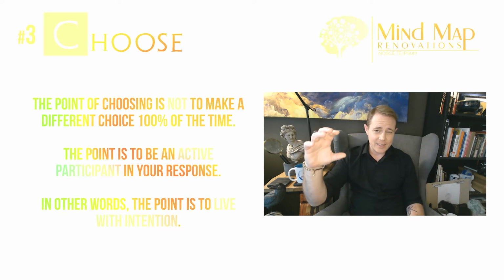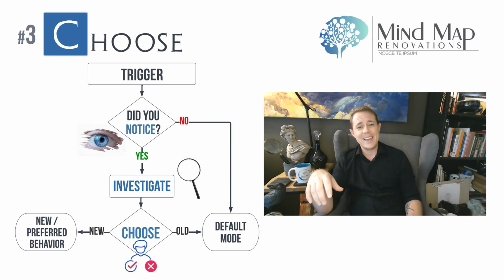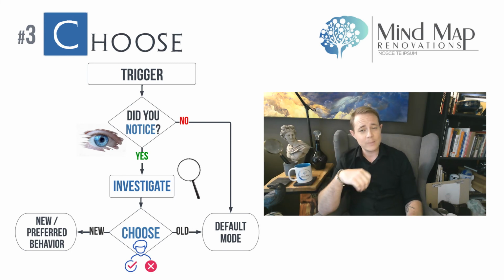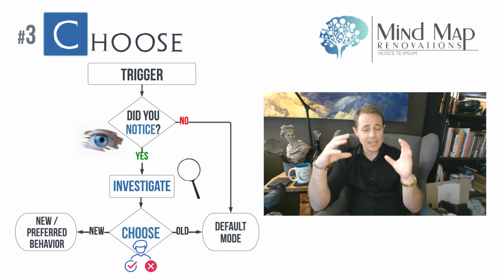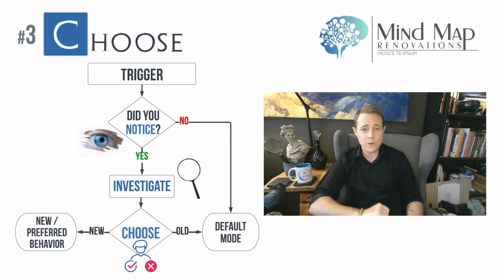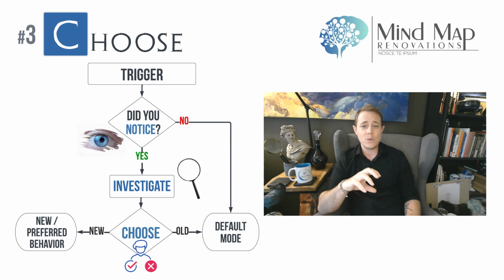You have a trigger at the very top of the process. Once you've been triggered, the next thing that we need to ask here is whether or not you noticed. Now, as we mentioned before, if you don't notice, you don't even get a chance to interrupt that default behavior. You can maybe notice in retrospect, like we talked about, and you can investigate and understand a little bit more about why that's happening so that you'll be prepared for the next time. But in that moment, if you don't notice, you can't do anything about it. But if you do notice, that gives you the opportunity to investigate.